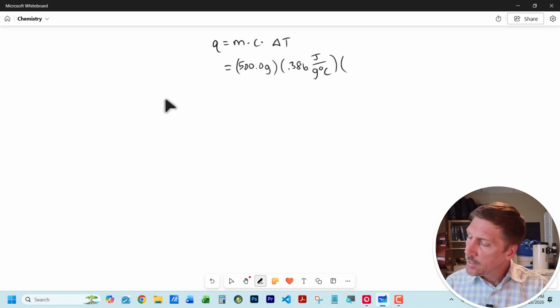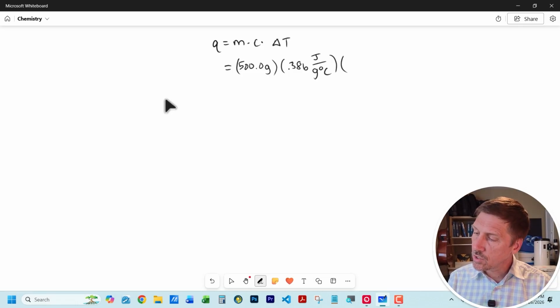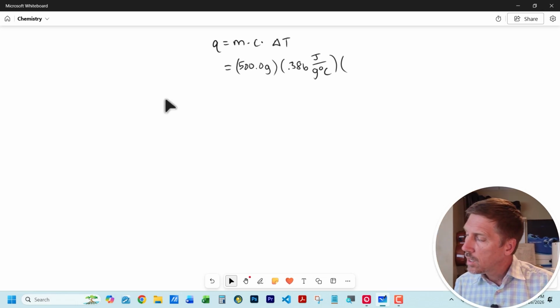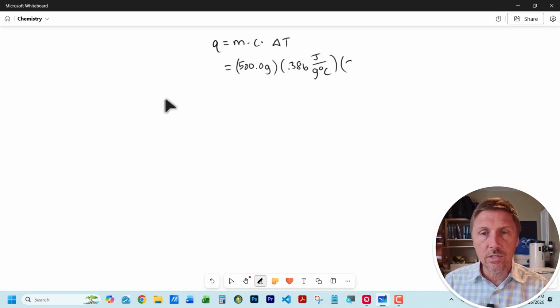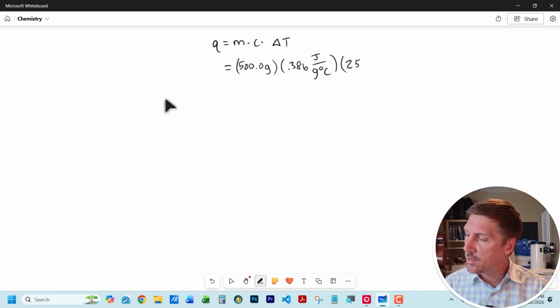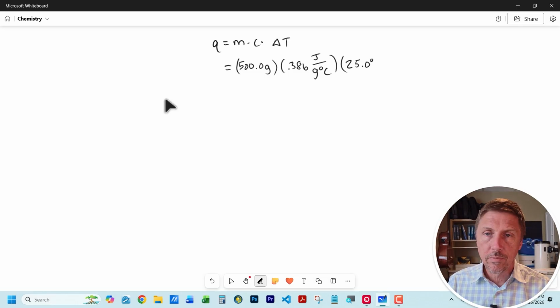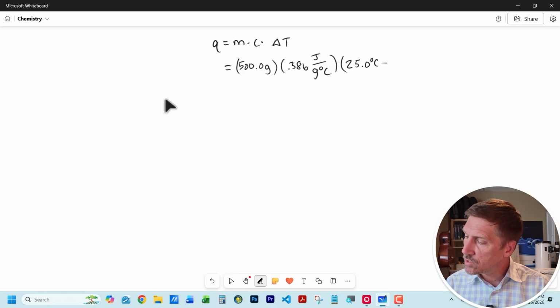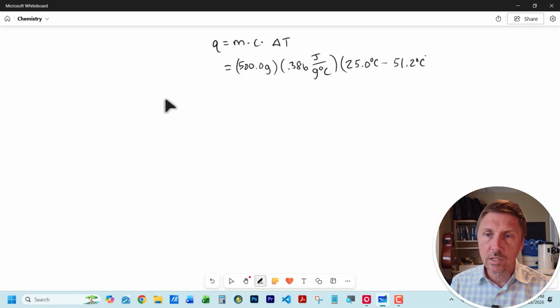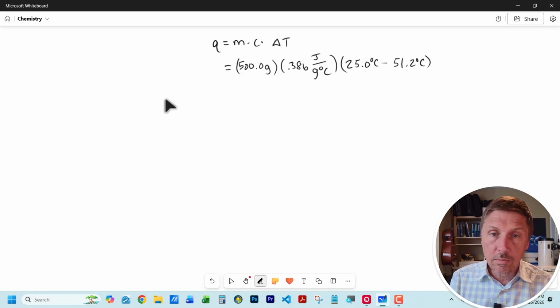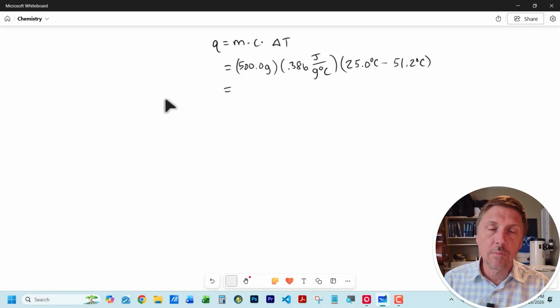And then finally, they give us a starting temperature. It starts out at 51.2 degrees Celsius and a final temperature. It cools down to 25 degrees Celsius. So we said to find the change in T, you take the final temperature, which is 25 degrees Celsius, and you subtract from it that starting temperature of 51.2 degrees Celsius. And we just do the math with that, right? We simply plug in those numbers.